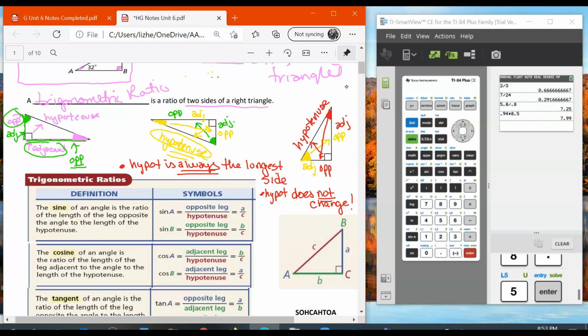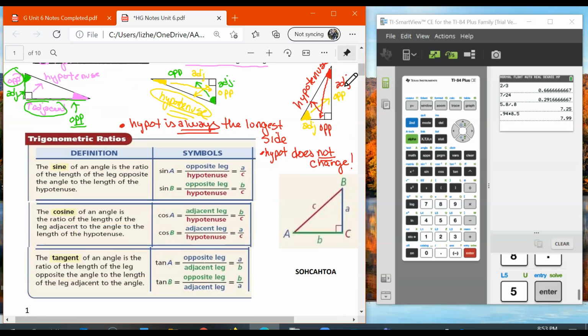Okay, so here are our three basic trig ratios. The sine of an angle is the ratio of the length of the leg opposite the angle to the length of the hypotenuse. So first of all, when we are doing trig, we always are going to do sine or cosine or tangent, but we're always going to do the trig function of an angle. So that A, that capital A, stands for an angle, angle A. And so when it says sine of angle A, that means we are in reference to this angle right here, angle A. And sine is opposite, so the opposite side to A over the hypotenuse, which is A over C.